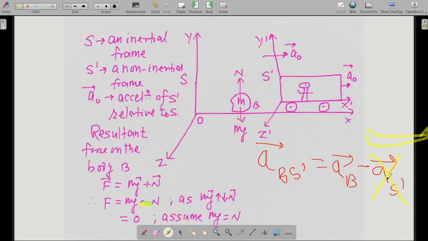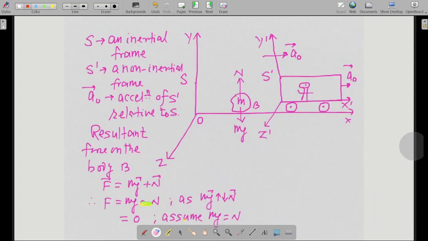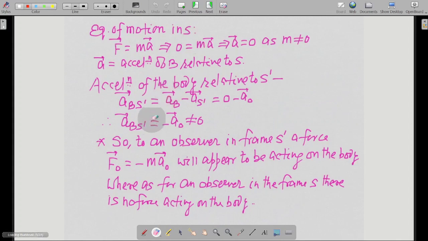As this particular term a S prime will remain, a B S prime will not be equal to a B, because a S prime vector is not equal to 0. Okay, so this is the thing. Now applying all these things in this particular equation, acceleration of body related to S prime, that is a B S prime. So B relative to S prime, acceleration of body relative to S prime.